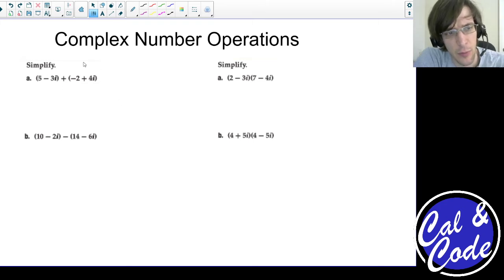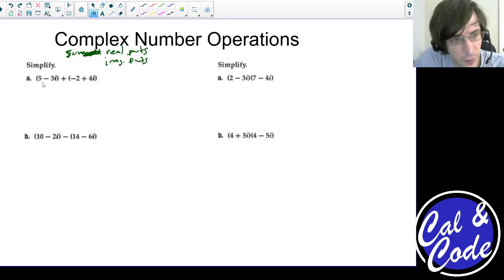To do that, when we're adding or subtracting, we're going to add the real parts, or sum them up, I guess is the better terminology here. We're going to sum the real parts and we're going to sum the imaginary parts. So 5 plus negative 2 is 3. Negative 3 plus 4 is 1. So 3 plus i. Got it into the form of a plus bi.